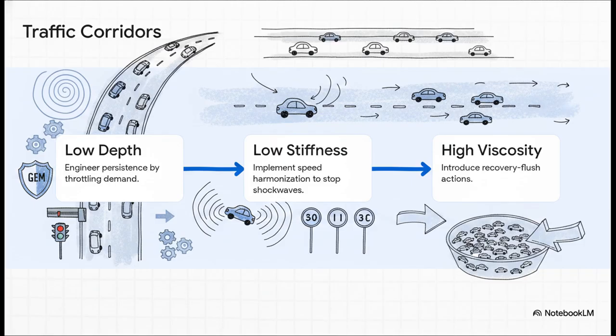Step 1. If the corridor has low depth, meaning it's super prone to collapsing into a jam, you engineer persistence by throttling the demand, like using those ramp meters. Step 2. If it has low stiffness, where one person hitting their brakes causes a massive shockwave, you enforce speed harmonization. Step 3. If it has high viscosity, taking way too long to recover from a slowdown, you use recovery flush actions to clear out the basin. It is just a brilliant practical mapping of proactive persistence engineering in the real world.